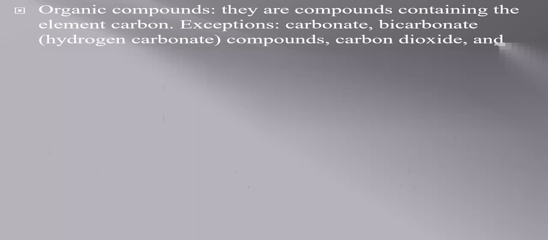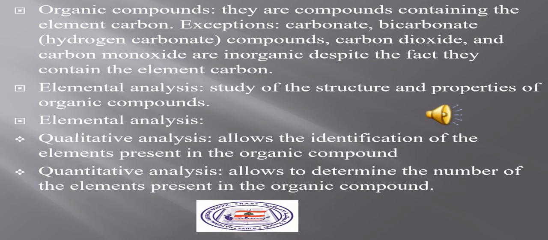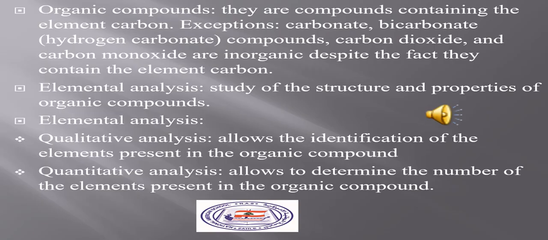Now, elemental analysis. It is the study of the structure and properties of organic compounds. In order to identify what elements are in the composition of the organic compound and how many of these elements are in the compound, and if we need to discover the properties of the organic compounds, we have to do some analysis. The elemental analysis is divided into two different analyses.